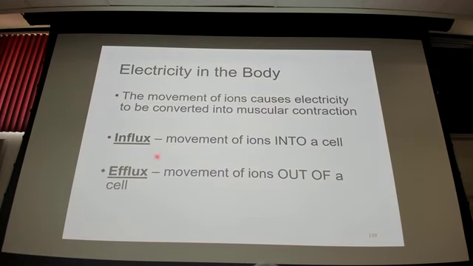Just general terminology, I told you I was going to define terms. These seem simple, but I want to make sure that everybody understands what they mean. Influx of an ion means it's going into the cell. It's going from the outside through the plasma membrane into the cytosol, into the cell itself. Efflux is the opposite. It's moving out. Okay?